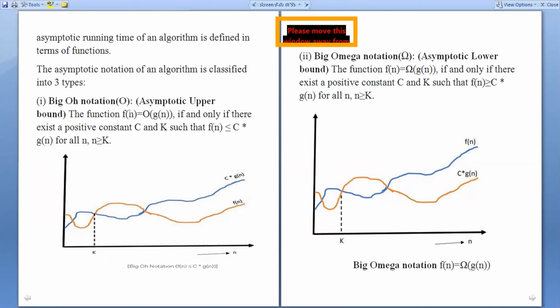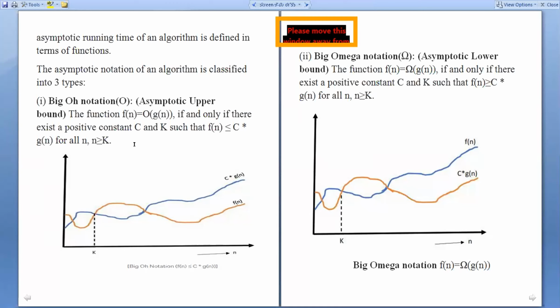The function f of n is equal to big O of g of n if and only if there exist positive constants c and k such that f of n is less than or equal to c star g of n for all n greater than or equal to k. So what is the meaning of this? We have two functions, f of n and g of n. So f of n is equal to big O of g of n.